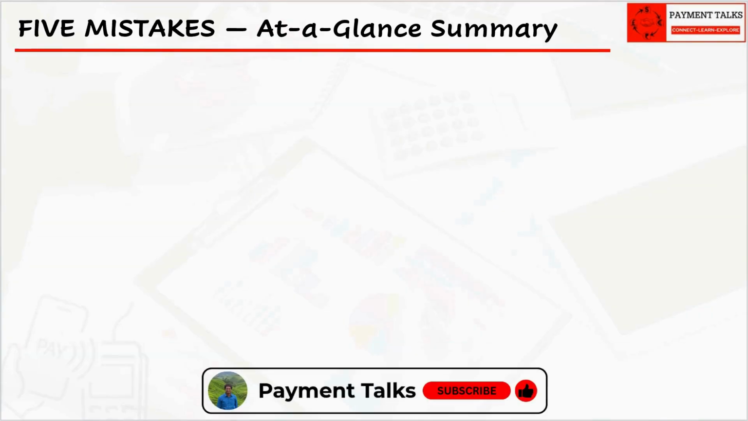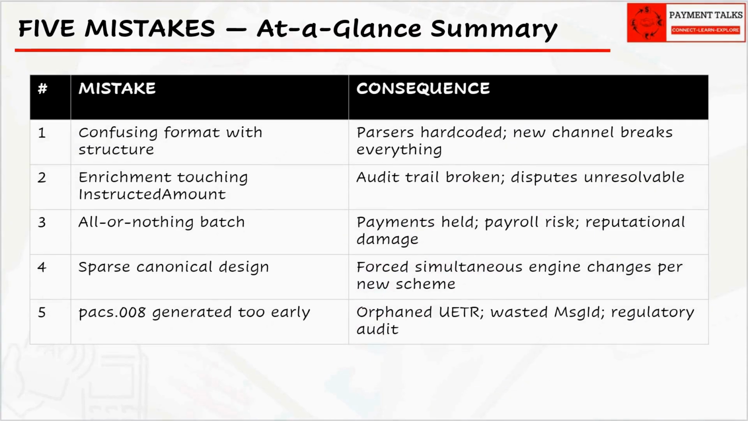5 mistakes. Confusing format with structure creates hard-coded parsers that break when a new channel arrives. Enrichment touching instructed amount destroys the audit trail of what the customer actually instructed. All-or-nothing batch processing holds hundreds of good payments hostage because of a few bad ones. Sparse canonical design forces simultaneous engine changes across every service when the next scheme arrives. Generating the pack set too early creates orphaned UTRs and wasted message IDs in the GPI tracker.